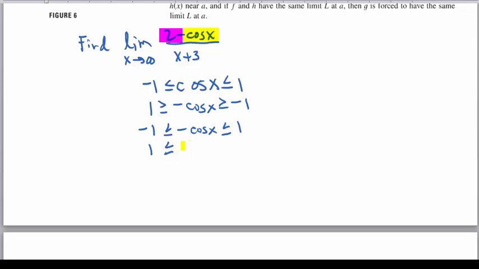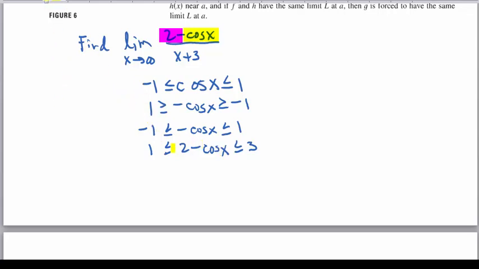This plus 2 gives me 2 minus the cosine of x. And then 1 plus 2 will give me 3. Alright? So I have a new inequality now. I know that 2 minus the cosine of x is always sandwiched between 1 and 3. Alright? So now this is where it gets a little bit harder to understand, I think.